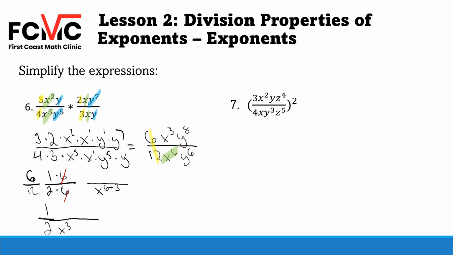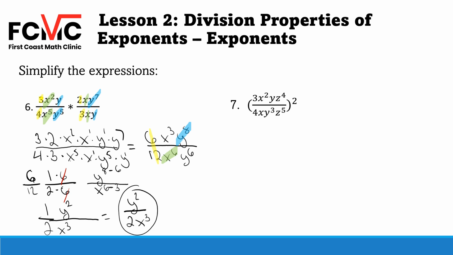And what about the y's? I have y to the 8th over y to the 6th. Where do I have more y's? I have more y's in the numerator here. So that's going to be y to the 8 minus 6. So 8 minus 6 is 2. Okay, so our answer, we're multiplying by 1 in the numerator, so we don't really need to put that 1 in. So our answer should be y to the 2nd over 2x to the 3rd. So that's going to be our answer.